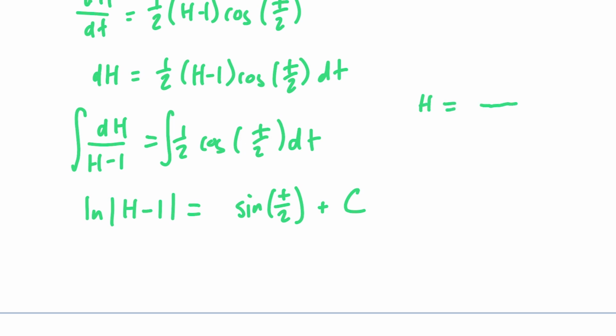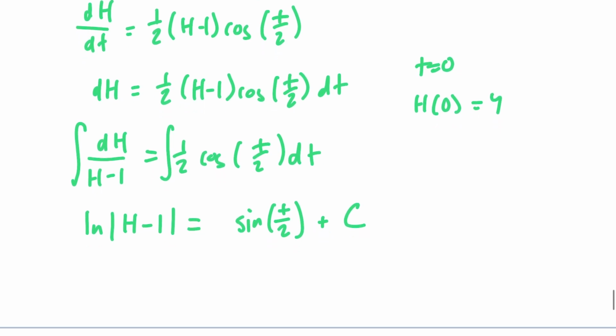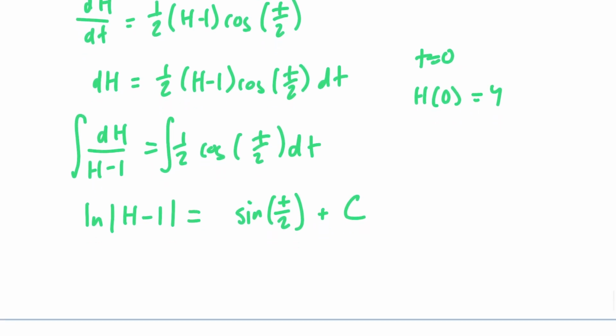Actually, let's go ahead and solve for our constant of integration. We were given this initial condition, h of 0 is equal to 4. So when t is equal to 0, h is 4. We can put that into this equation to solve for our c. So ln of |4 minus 1| is equal to sine of 0 divided by 2 plus c.